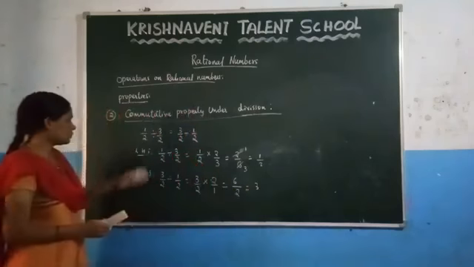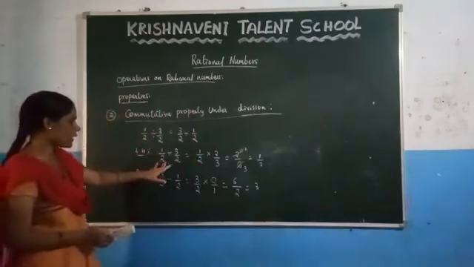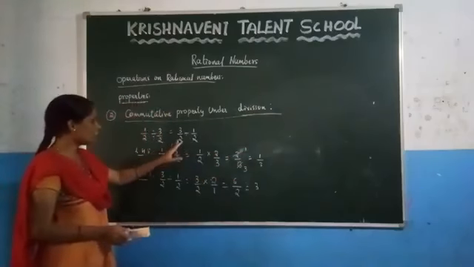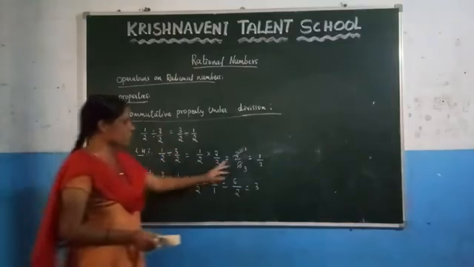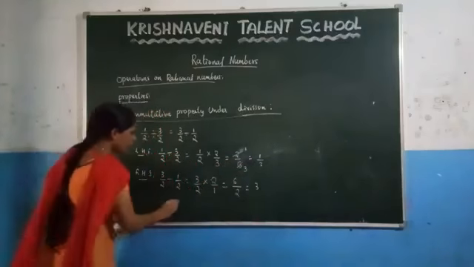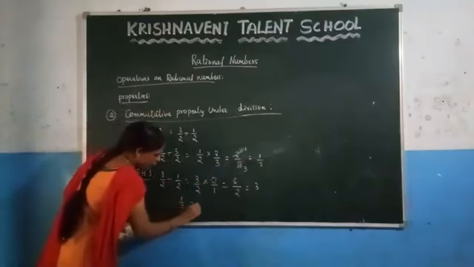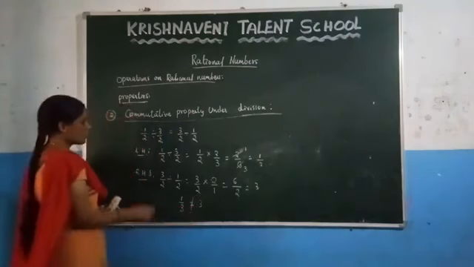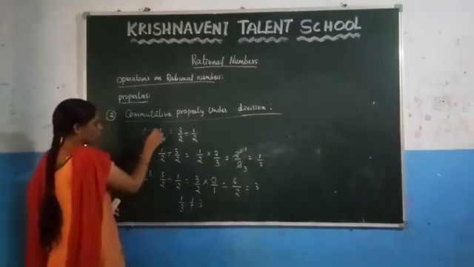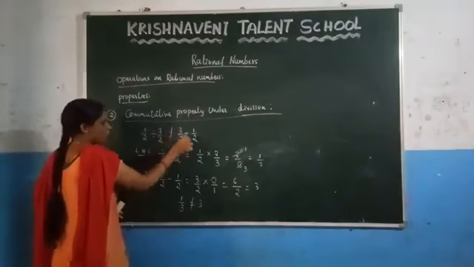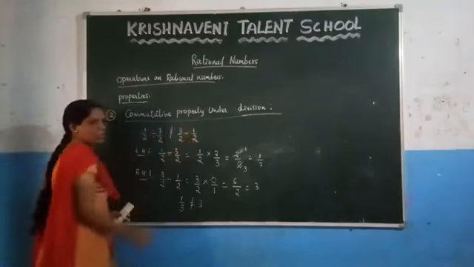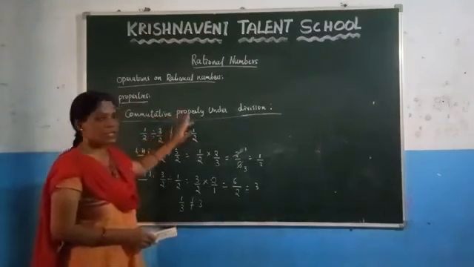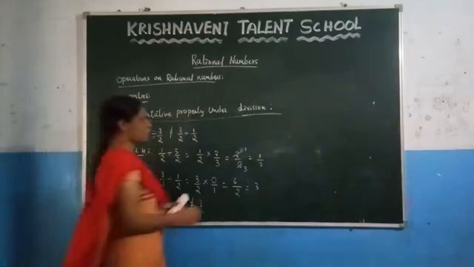So, here, if you divide these two numbers, you are getting the result as 1 by 3. And after changing the order, if you divide these two numbers, you are getting the result as 3. So, here, is 1 by 3 equal to 3? No, it is not equal. So, from this, what we can observe here, 1 by 2 divided by 3 by 2 is not equal to 3 by 2 divided by 1 by 2. From this, what we can conclude, commutative property does not hold under division in rational numbers.